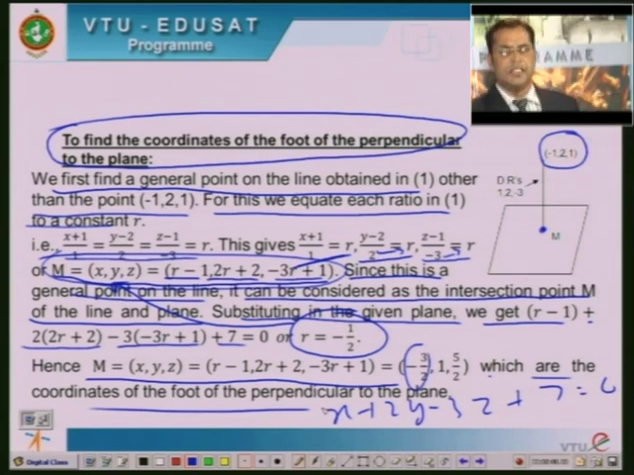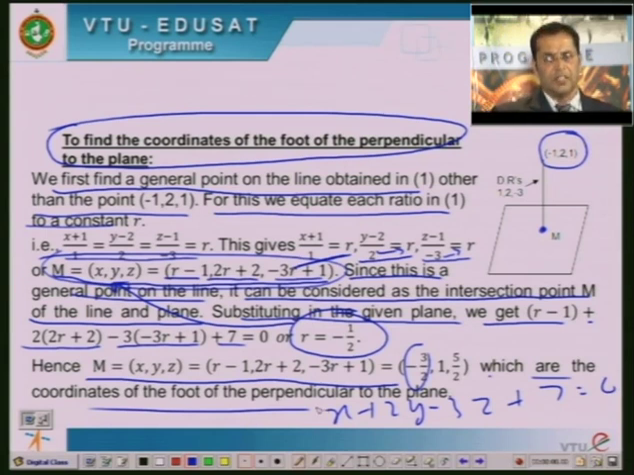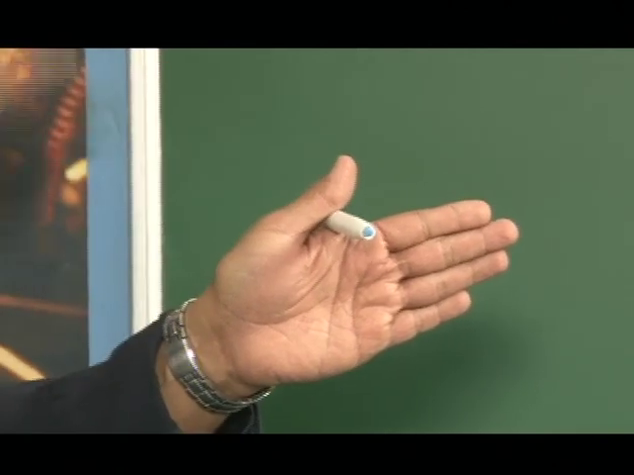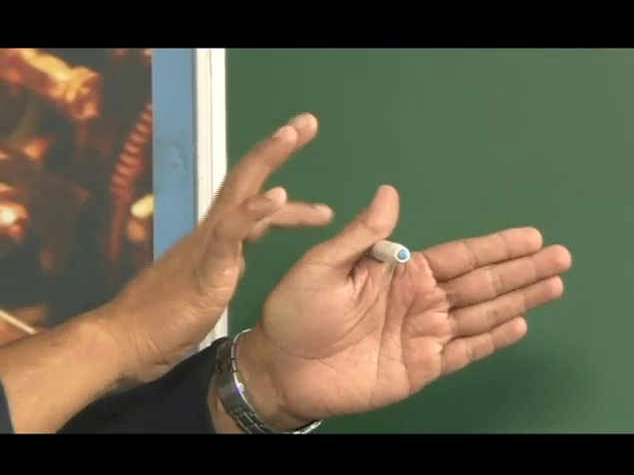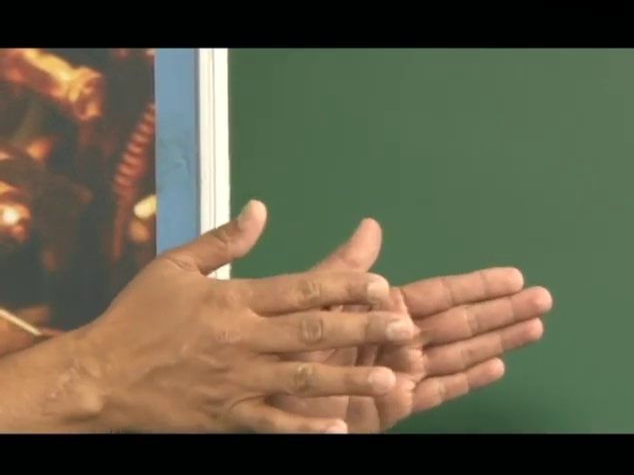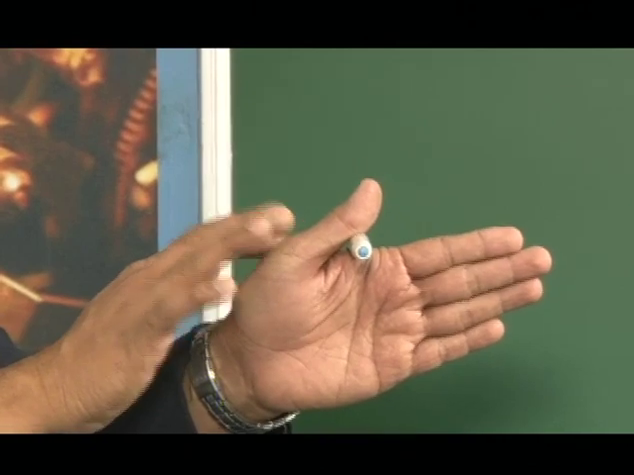Now the question is this: can you extend this further? What you have done in this example is, given a plane and a point, a line passes through this point and is perpendicular to the plane. You have now obtained the coordinates of the foot of the perpendicular to the plane. So why don't you extend it further? If this is the plane, and the line goes through so that it is equidistant from the plane on both sides, then from this point you can obtain the point on the other side of the plane. Mathematically, the point lying on the other side, equidistant from the plane, is called the reflection of this point.